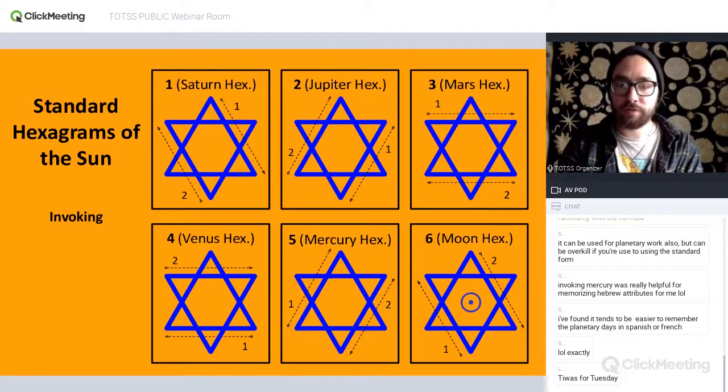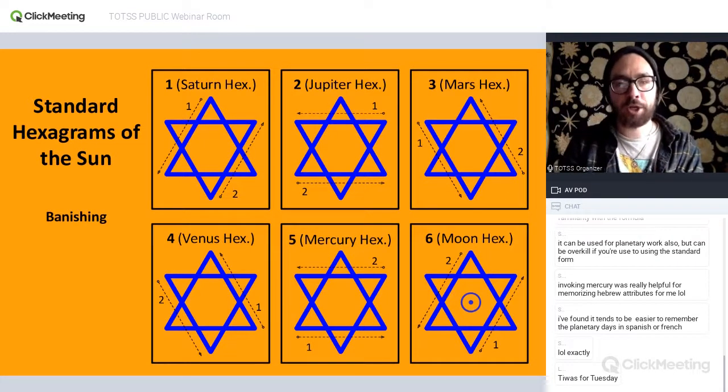So this would be the full sequence. For invoking, you'd be doing this full sequence in every quarter. And then for banishing, basically the same thing, starting at all the same points, just going counterclockwise.